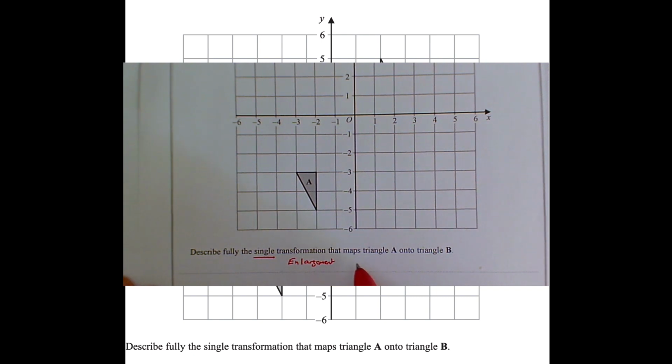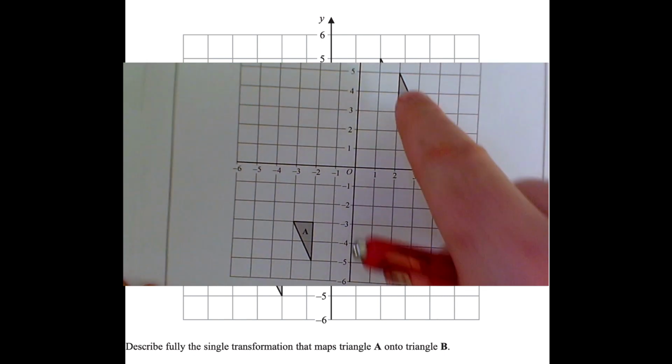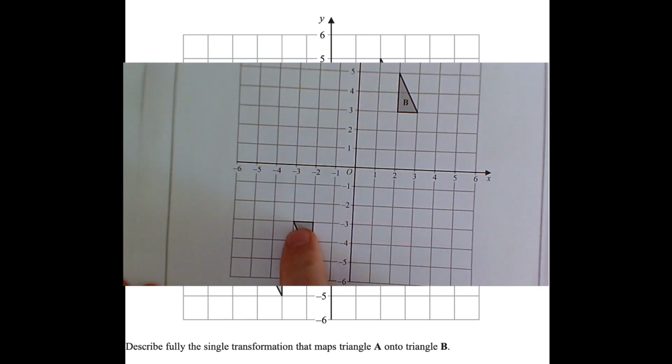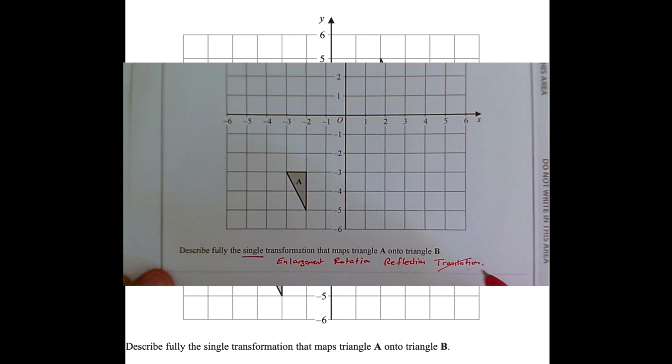We can enlarge the shape, we can rotate the shape, we can reflect the shape, or we can translate the shape. Now let's decide what we've got here. You look at the picture and decide, can I do, for example, translation? Now translation means I can put my finger on that shape and I can move it on top of the other one. And clearly I can't do that, they're pointing different directions, that's no good.